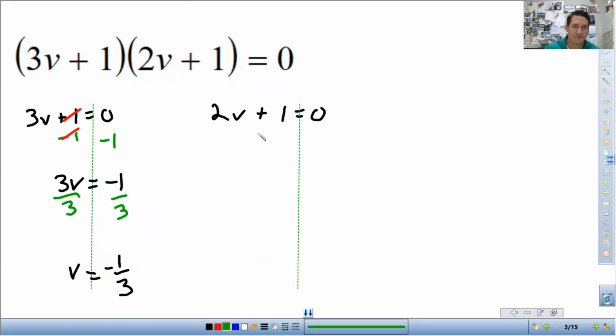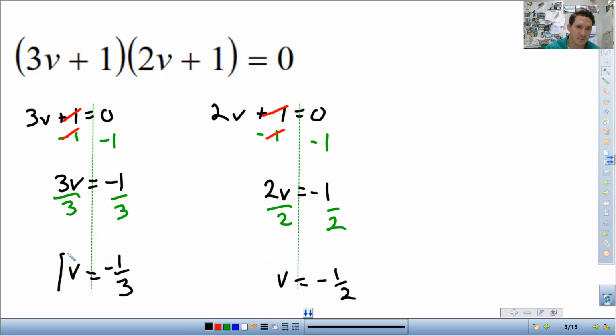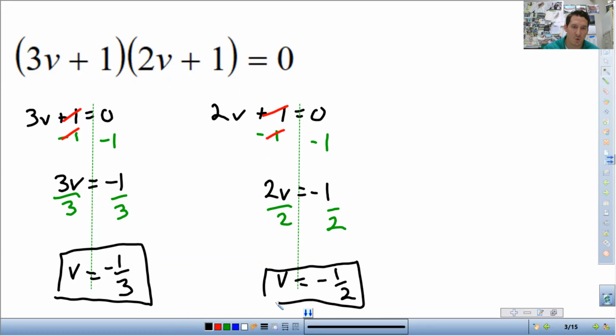Over here, subtract 1 from both sides. Plus 1 minus 1 cancels out. You get 2v is equal to negative 1. Divide by 2. So we get v is equal to negative 1/2. So our two possible solutions are negative 1/3 and negative 1/2. All right. So split it up, set it equal to 0. Let's look at another example.